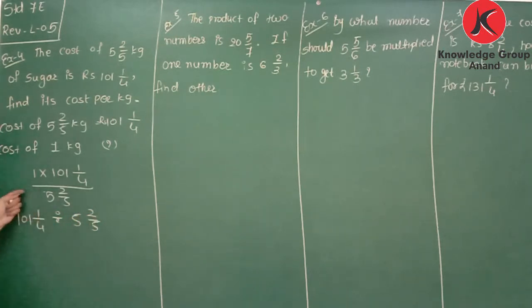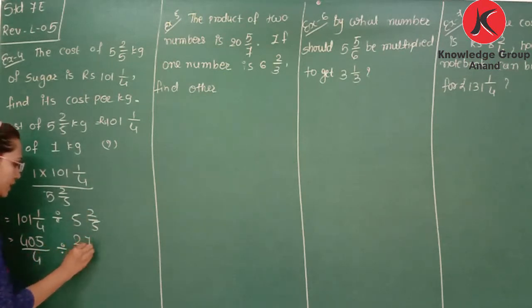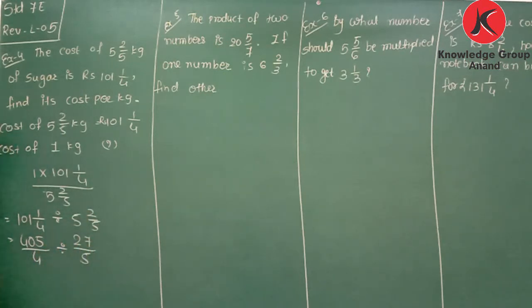Now convert this into an improper fraction. So 101 4s are 404 plus 1, 405 divided by 4. 5 5s are 25 plus 2, 27 by 5. Now to perform the division, convert this division into multiplication. Multiply 5 by 27. Now here, if there is a common factor, cut it.